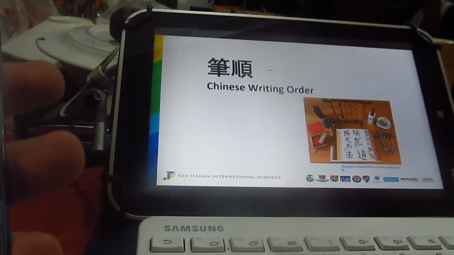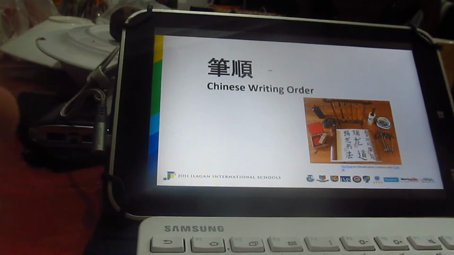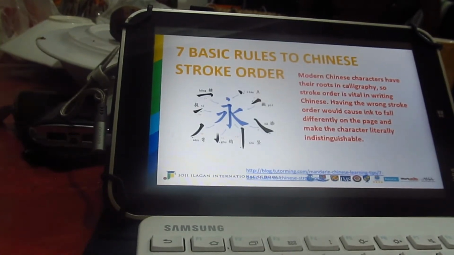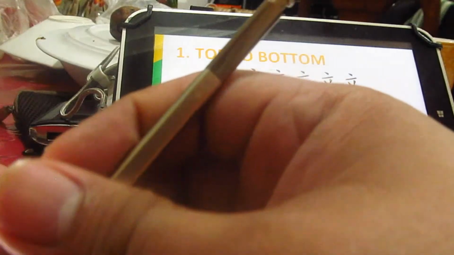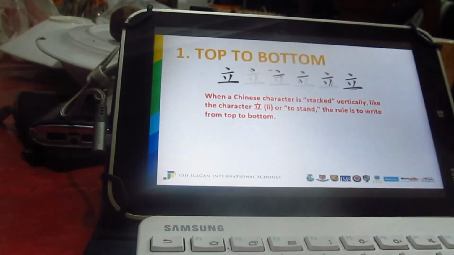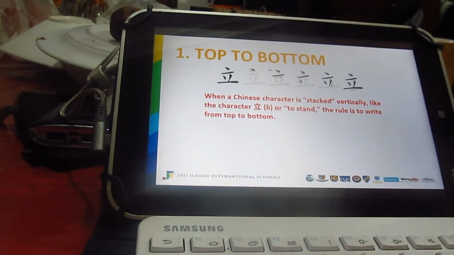So now let's review the Chinese writing order. So again, we have the 7 basic rules of the Chinese stroke order, which is based off calligraphy. Okay, let's start with the first rule. Let's make this fast. The top to bottom rule. When a character is stacked, you write from top to bottom. Like this one, the character for to stand, or li.